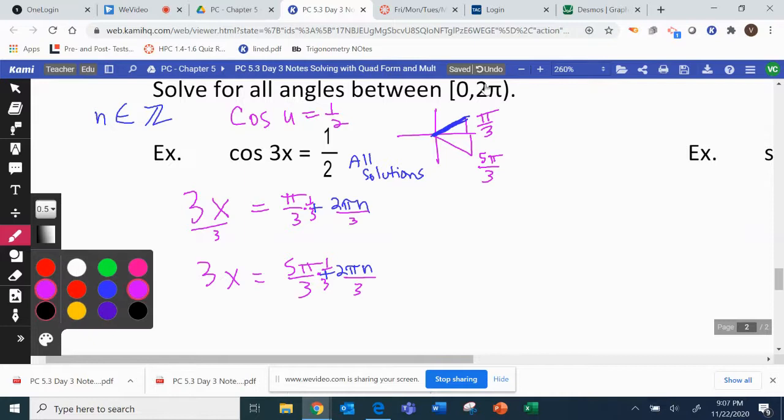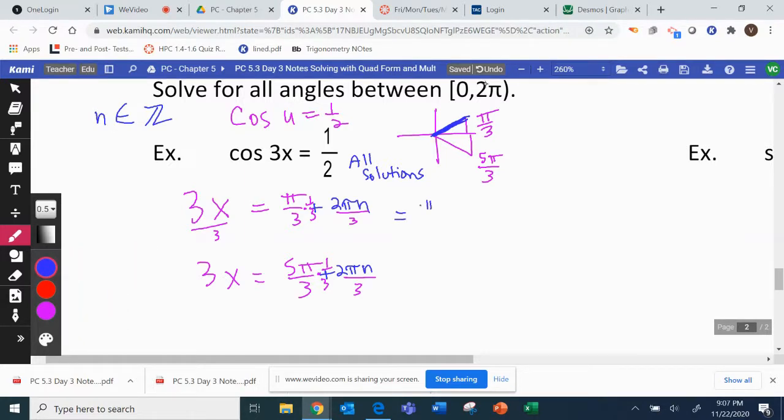And I get pi over 9 plus 2 pi n over 3. And I also get 5 pi over 9 plus 2 pi n over 3. So this tells us how to get more answers.